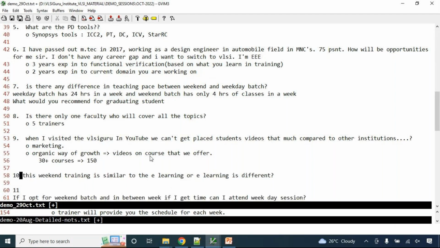Next. Is weekend training similar to e-learning, or is e-learning different? Kind of, e-learning and weekend training are the same. In e-learning, the only thing is, if you think that you don't want weekend support, you don't join the weekend sessions. If you want support, you join. That flexibility will be there. But technically speaking, weekend training and e-learning both are the same.